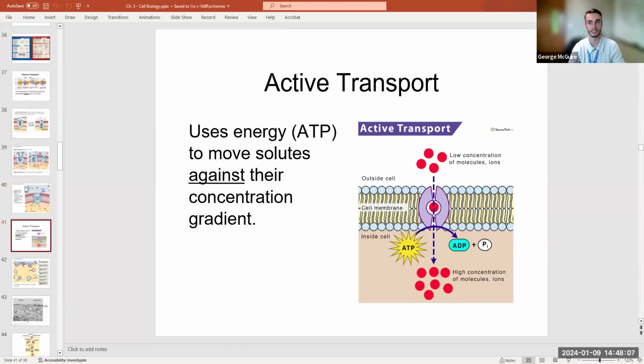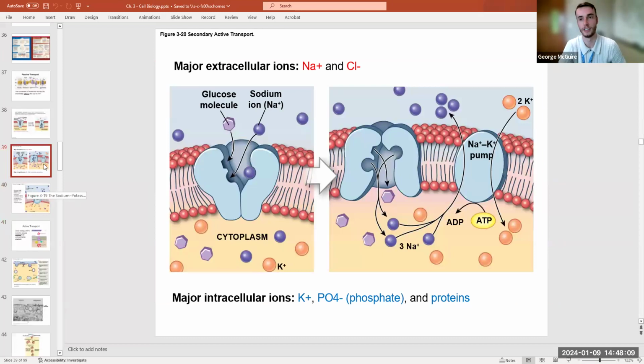Or I guess this is important to talk about, so let me address this first. You are going to be asked to memorize or be aware of the major extracellular ions versus the major intracellular ions, because the movement of these ions is going to play a big role in generating the membrane potential and thus transmitting signals and stimulating the release of molecules like neurotransmitters from out of our neurons.